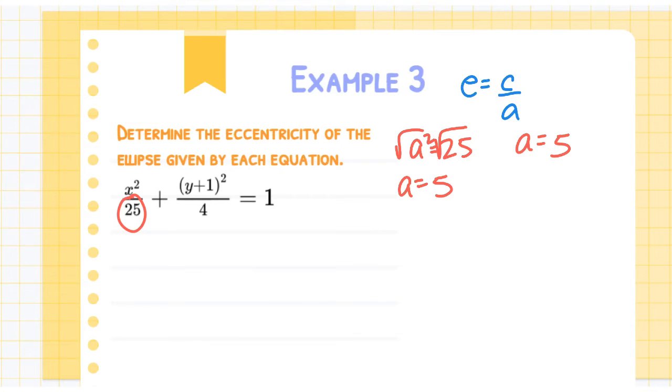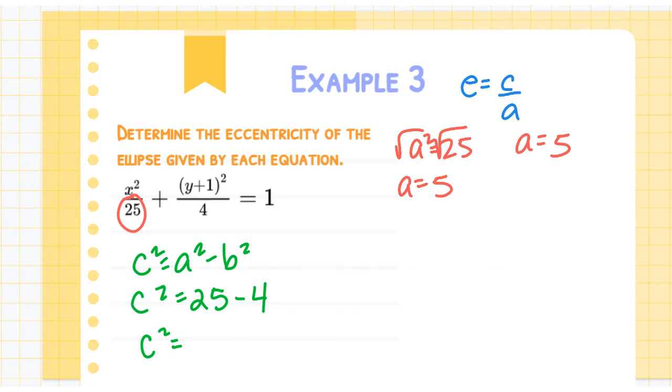Then we can determine C by using the formula C squared equals A squared minus B squared. Remember, A squared is the largest denominator, so that's 25. And then B squared is the smallest denominator, so that is 4. So we've got C squared equals 25 minus 4, which is 21. Square root both sides, and we get C equals the square root of 21, which is approximately, well, let's not approximate that yet. Let's just use square root of 21.